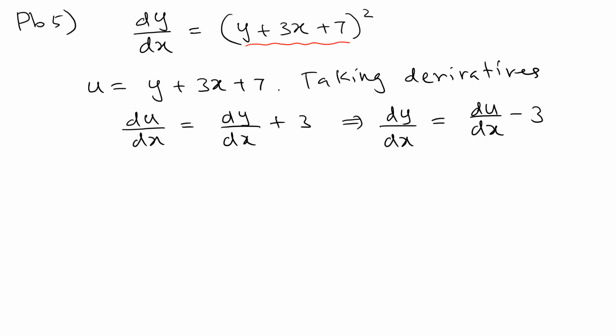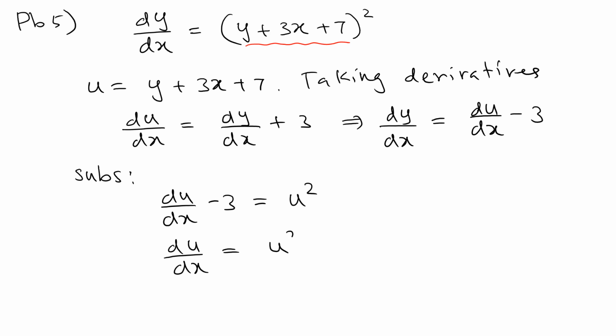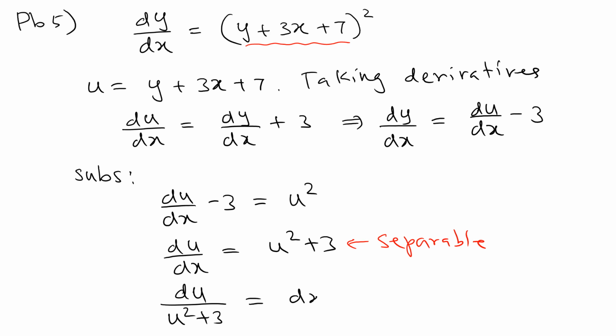And when you substitute, on the left side you get du over dx minus 3. On the right side you get u squared. And then you can add a 3 to both sides, and you can write this one like this. So du by dx equals u squared plus 3. And then this is separable now. So you can move the terms around, and you can write this as du over u squared plus 3 equals dx. And we can integrate both sides, and the right side is simply x plus c. What about the left side?